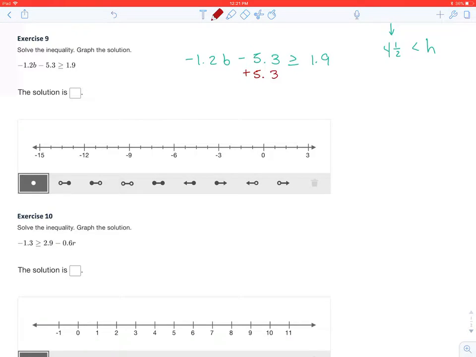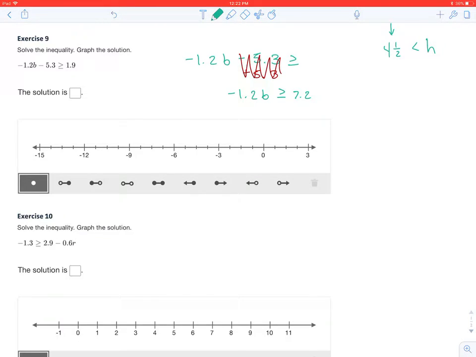So I'm going to go ahead and add 5 and 3/10 to both sides. That's going to cancel these guys out. That's going to leave me with negative 1 and 2/10 times b is greater than or equal to 7 and 2/10. Make sure you put that decimal there, because if you leave it as the 72, you're going to get a weird answer.